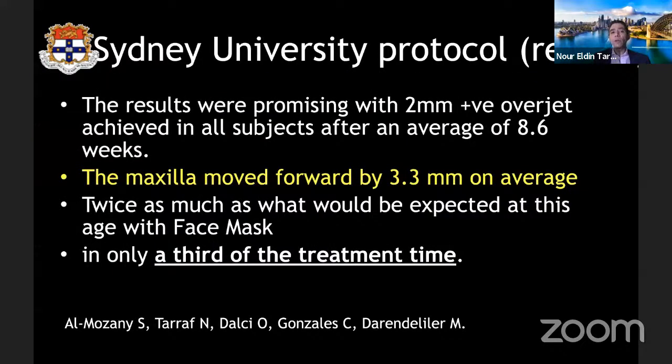What was interesting was that the response was reasonably quick. So the correction happens in an average of 8 and a bit weeks. And the maxilla moved forward approximately 3.3 millimeters, which is twice as much as what you would expect, for example, with a face mask in that age group, in about a third of the treatment time.